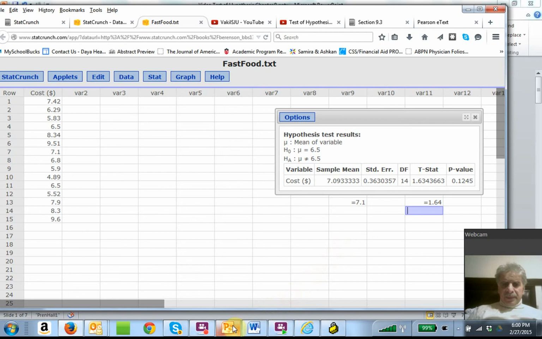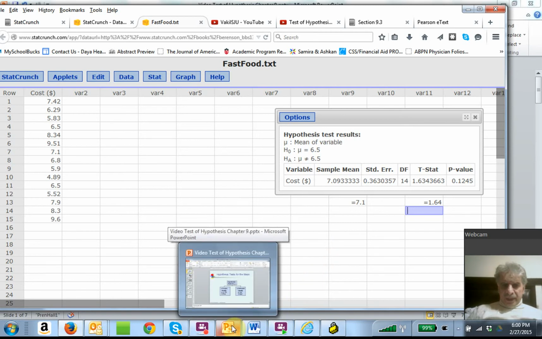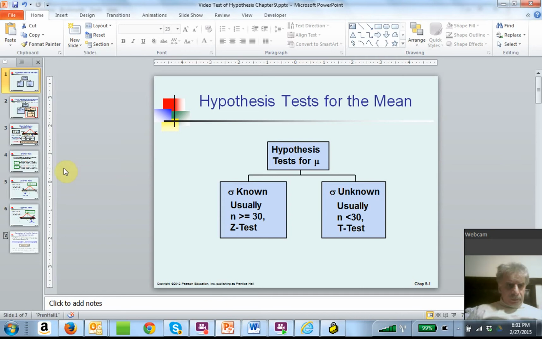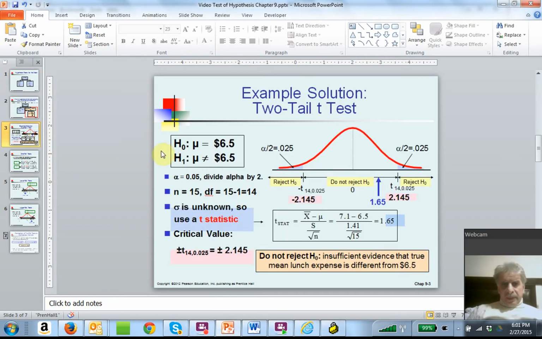Now, let me again go to PowerPoint and try to do this. I need to find out, under H0, I have mean equal to 6.5. Under alternative, mean is not equal to 6.5. I have 14 degrees of freedom. Remember, degrees of freedom is n minus 1 here. And eventually, that would be 14.